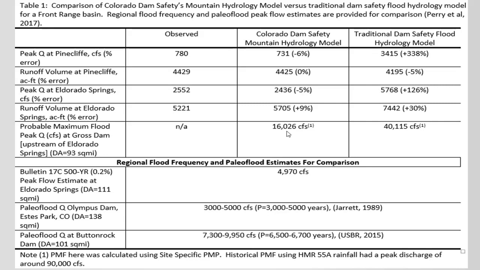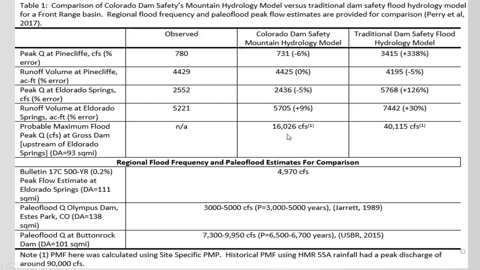Okay, pretty good. Also, we had good paleo flood estimates in this region. So we have a reclamation paleo flood estimate at Olympus Dam, which is a larger drainage area, but about the same elevation and very similar basin physiography. Their paleo flood estimate was 3,000 to 5,000 CFS over an estimated period of 3,000 to 5,000 years.